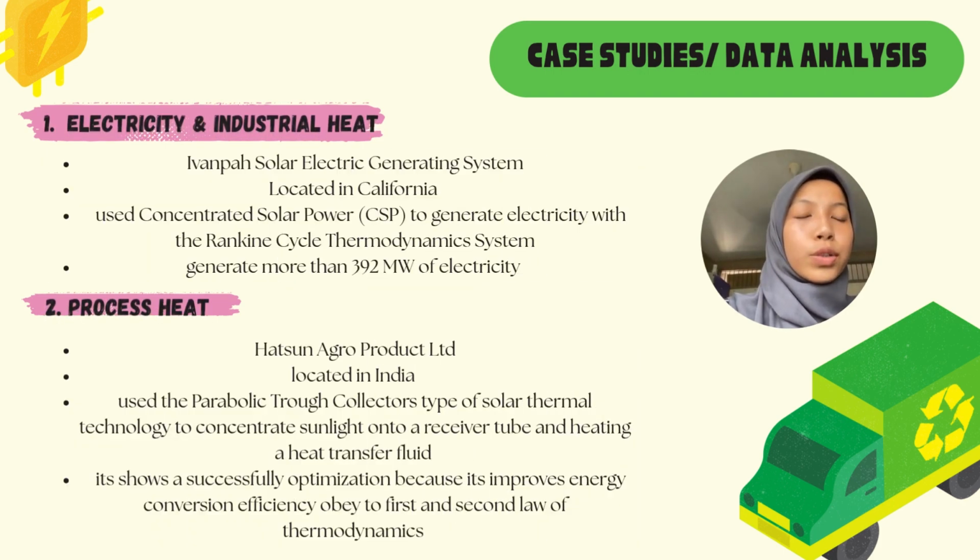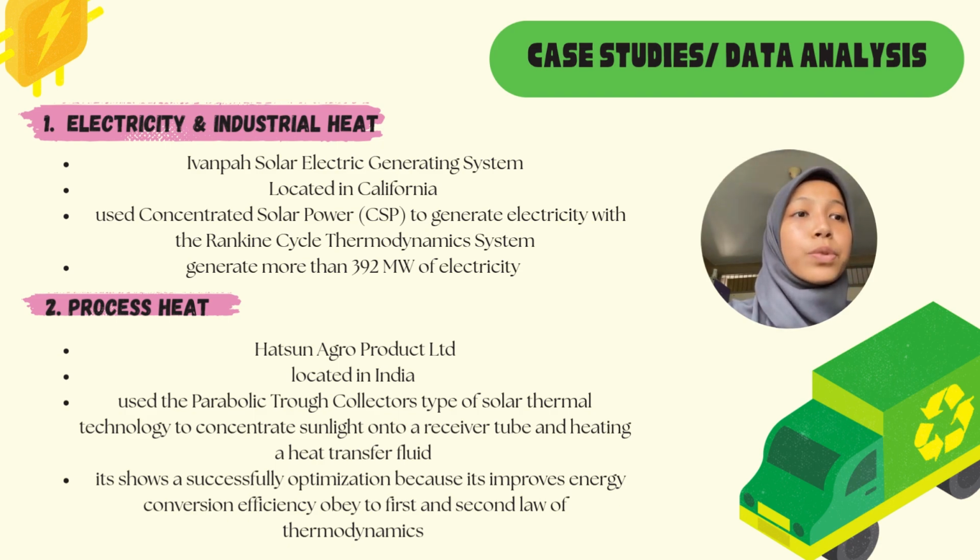So, next is the case study I chose to support our analysis. For the first one, it is based on industrial application. For electricity and industrial heat, I chose the Ivanpah Solar Electric Generating System. It is located in California. This company uses CSP to generate electricity. The achievement is they generate more than 392 megawatts of electricity.